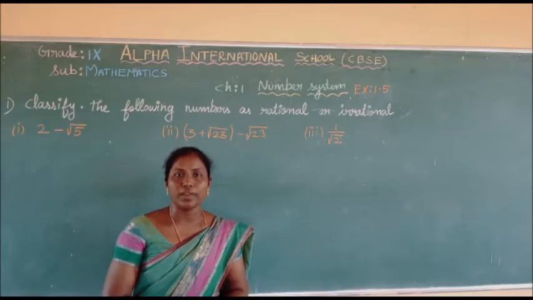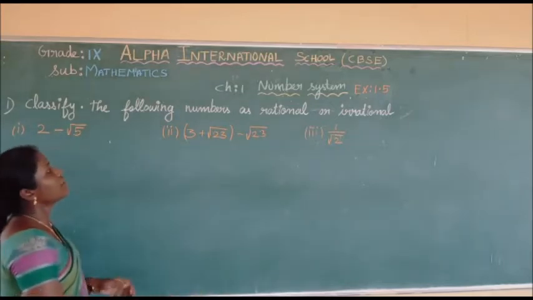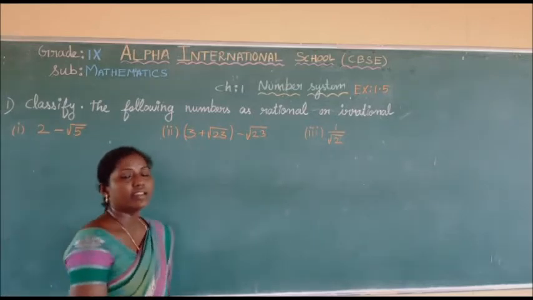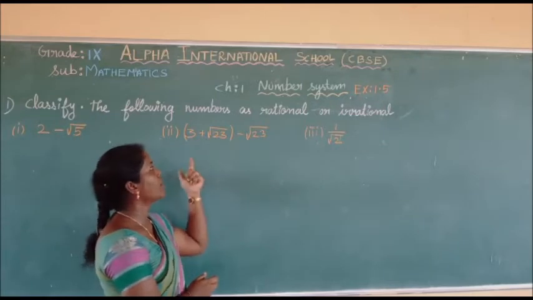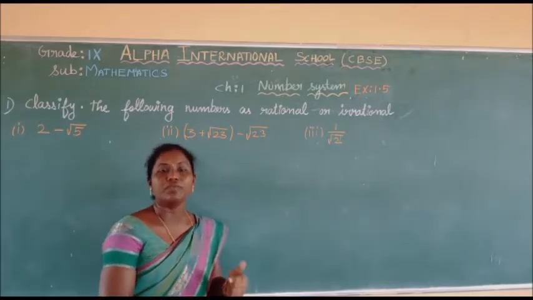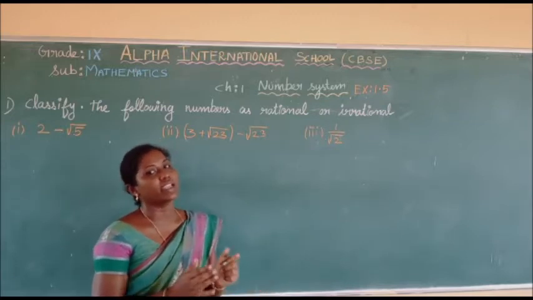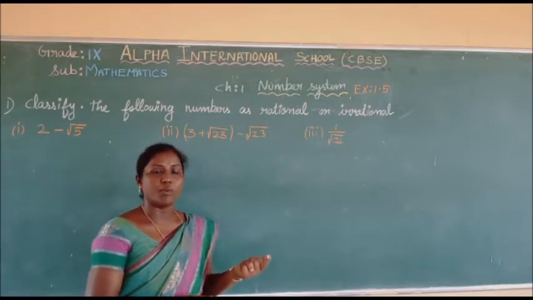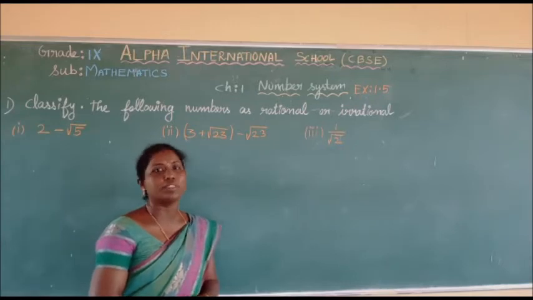Today we are going to solve exercise 1.5. In the first problem, see the question: classify the following numbers as rational or irrational. They gave some questions in the form of addition, subtraction, and also division. We have to classify each number as rational or irrational. If it is in decimal form, we have a point on how to find whether it is rational or irrational. Now here we have to conclude using some method.